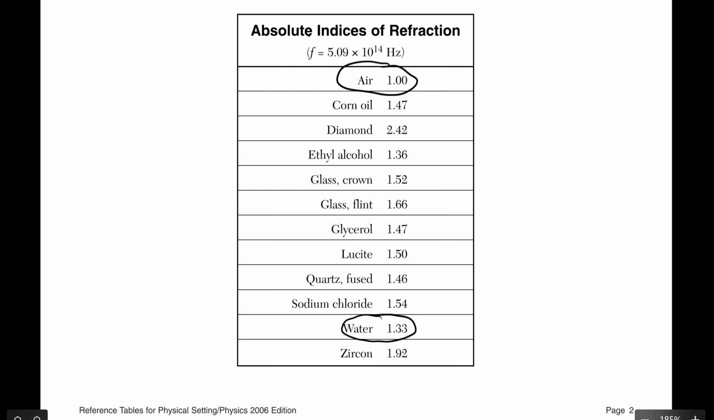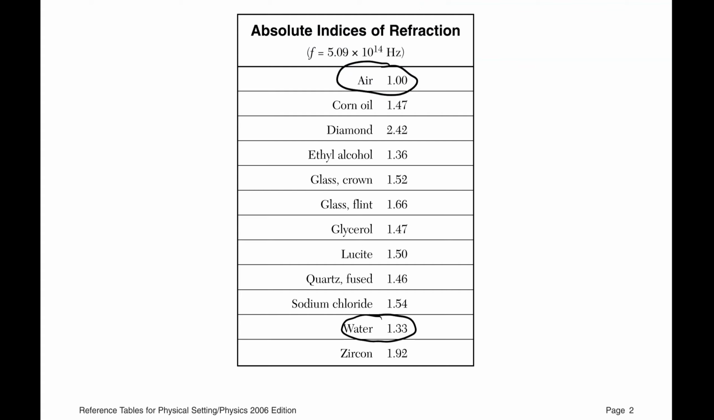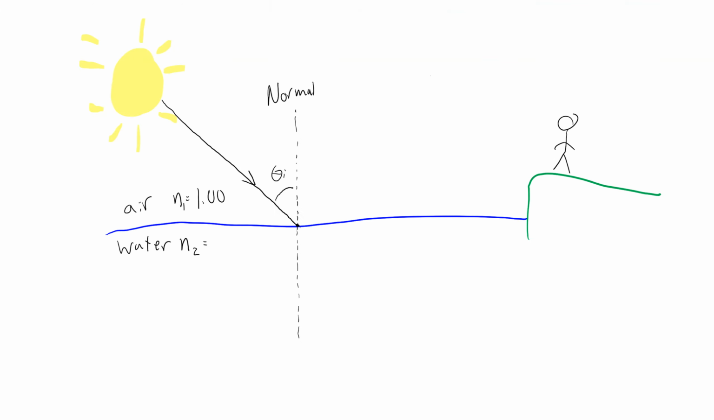By the way, just a reminder: in a word problem, if it gives the frequency, like 5.09 times 10 to the 14 hertz, that's a hint. Let's say they mention Lucite; they're not going to tell you n is equal to 1.5. They're giving you this hint to say, go to your reference table and pull out this number. There's some hidden information there. Okay, so 1.33, that's what we're dealing with for N2.